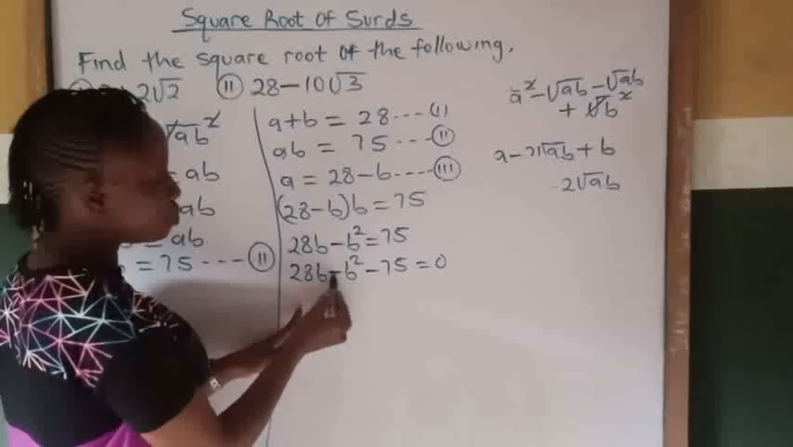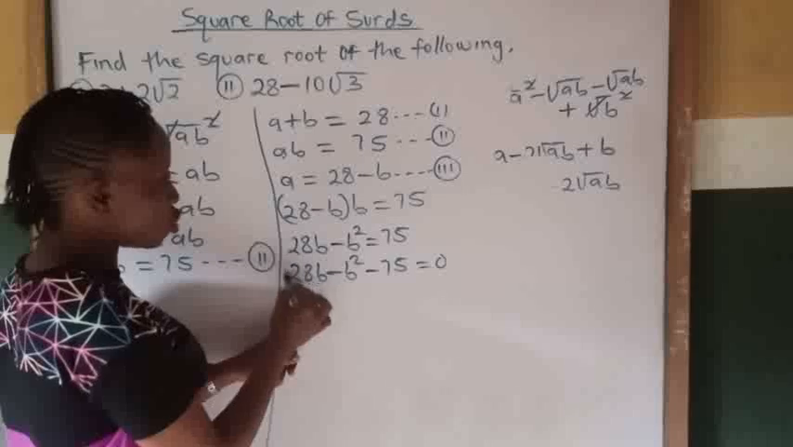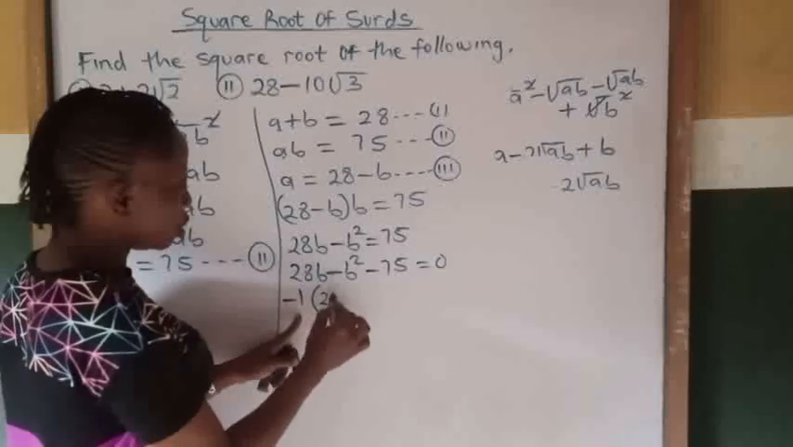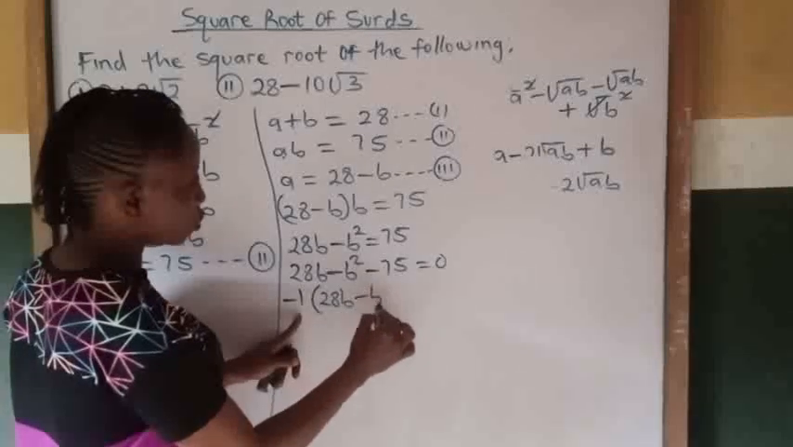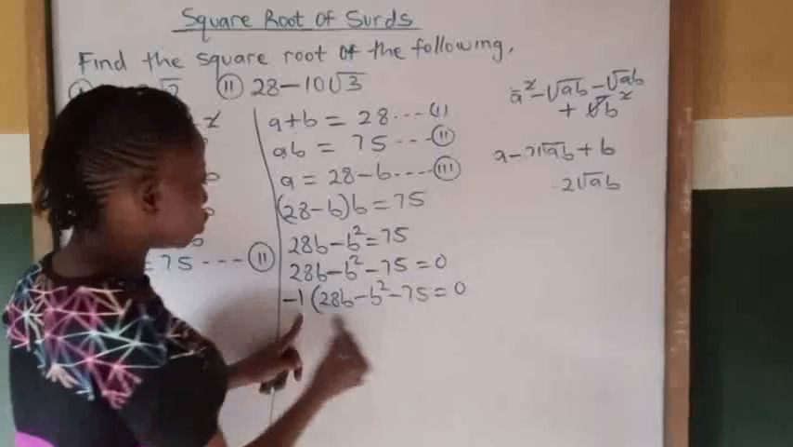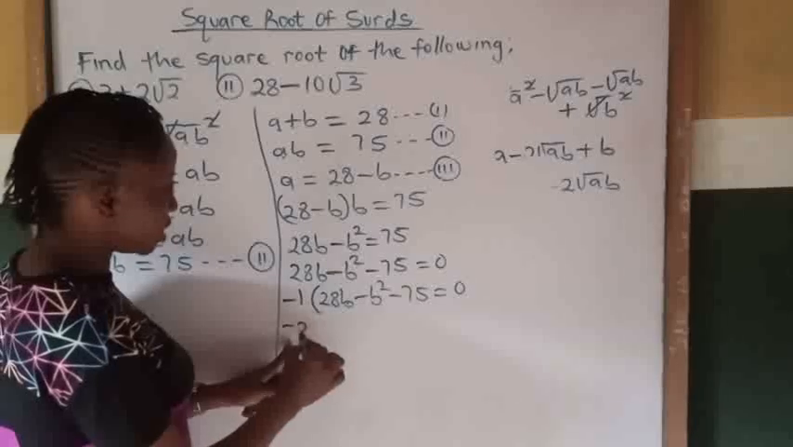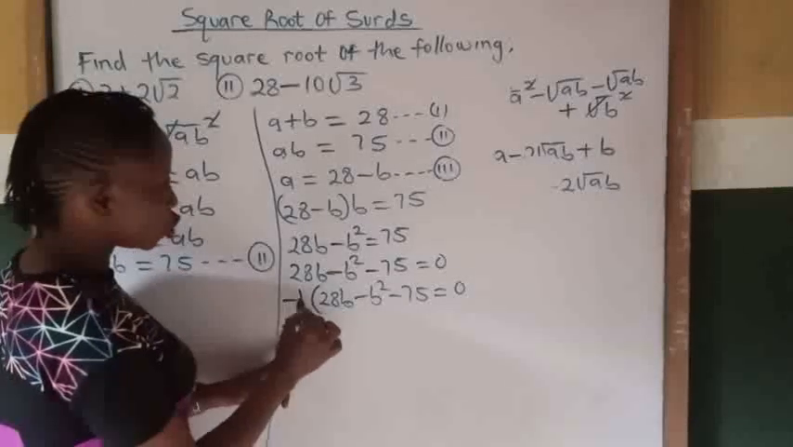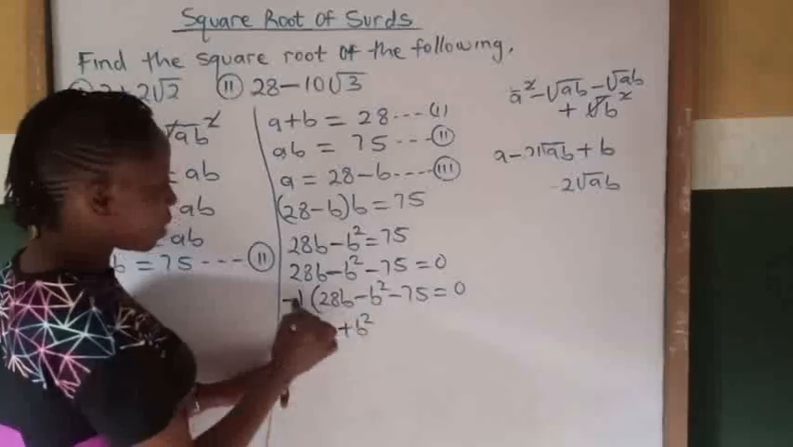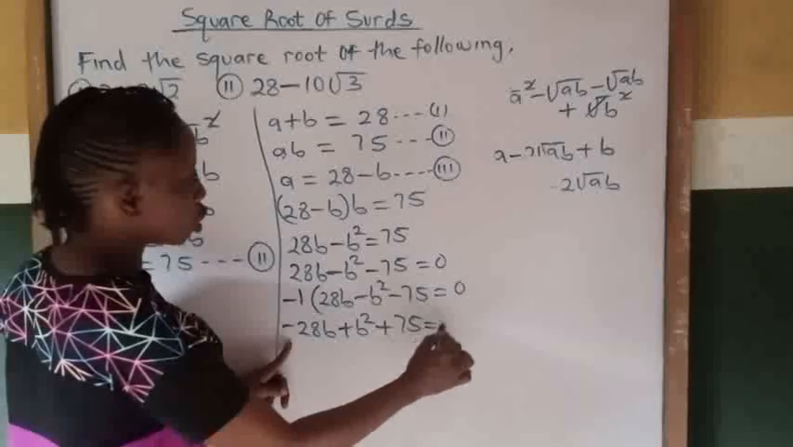So I want to make this b squared positive. So I'm going to multiply this equation by minus 1. So that will be minus 1 into bracket 28b minus b squared minus 75 equal to 0. So minus 1 times 28b will give me minus 28b. Minus 1 times minus b squared will give me plus b squared. Minus 1 times minus 75 will give me plus 75 equal to 0.